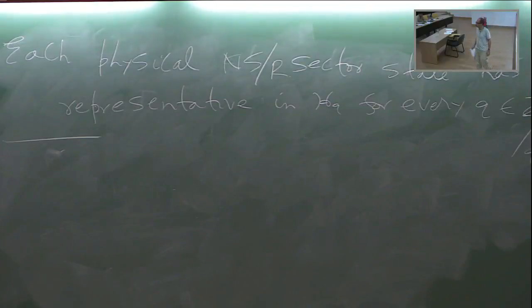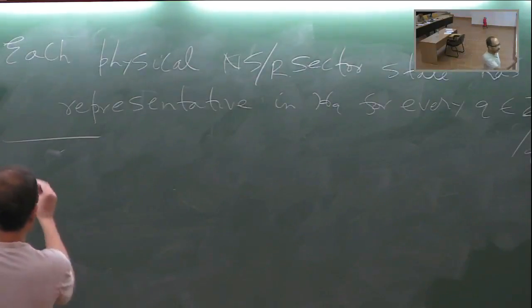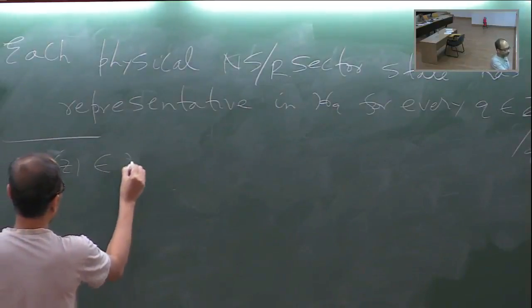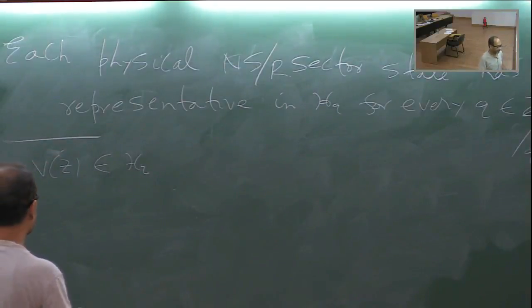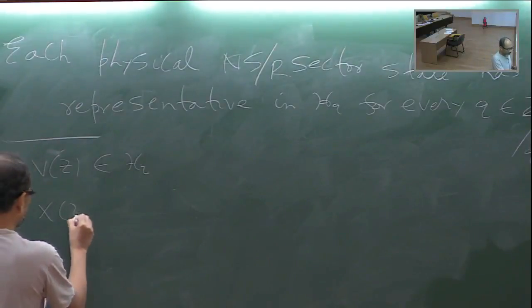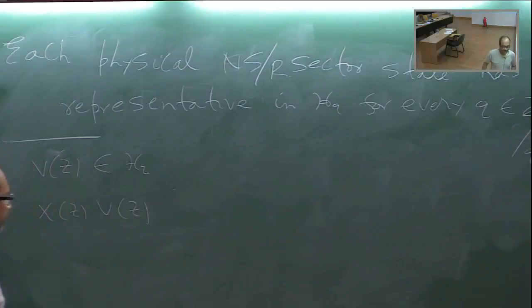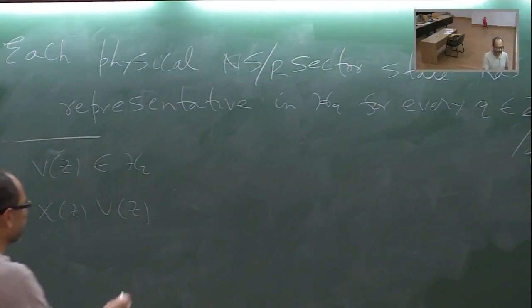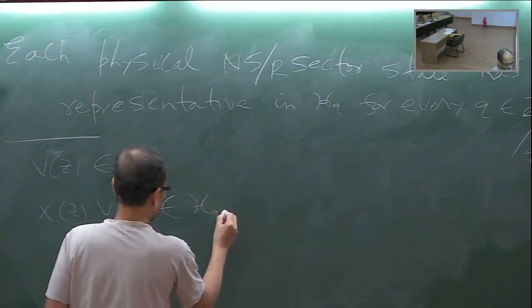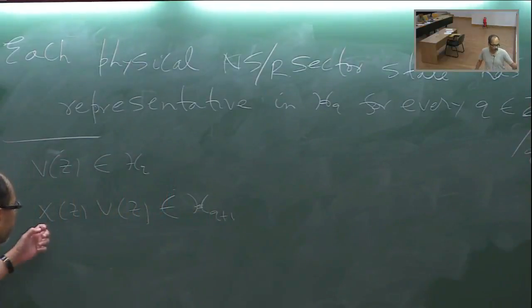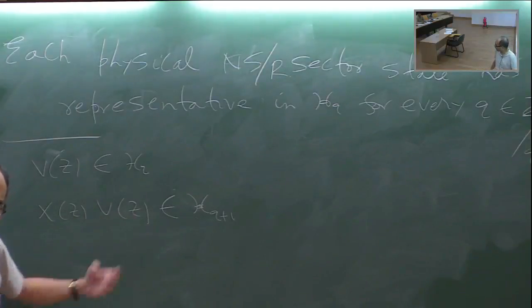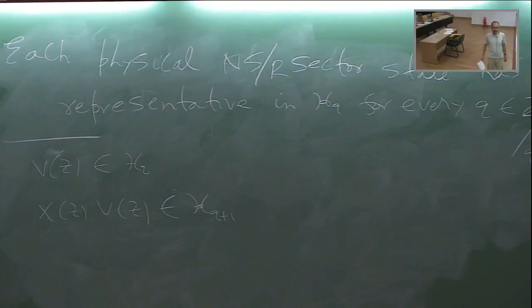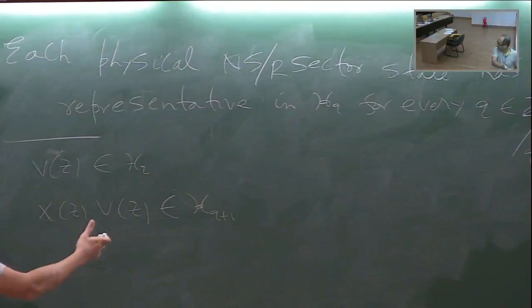So if you take V(z) in H_q, then the way you construct the corresponding state in H_{q+1} is by taking the product of the picture changing operator with V(z). And you have to remove the singular piece, but whatever you get after that is the state in H_{q+1}. So the picture changing operator basically takes you from one sector to another sector.